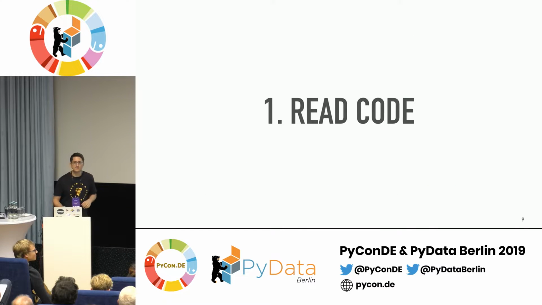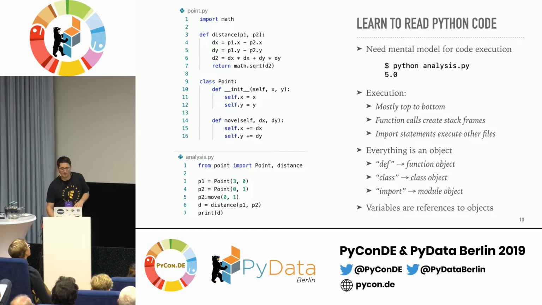Okay, so number one is reading code. This is weird. Is this really debugging? But I think to debug, you need to learn to read code. When you have code like this, a point.py file and an analysis.py file, and then you type python analysis.py, you need to have a mental model for how Python executes the code. It's mostly top to bottom, and then function calls create stack frames, and import statements execute other files. And also you have to know that everything is an object.